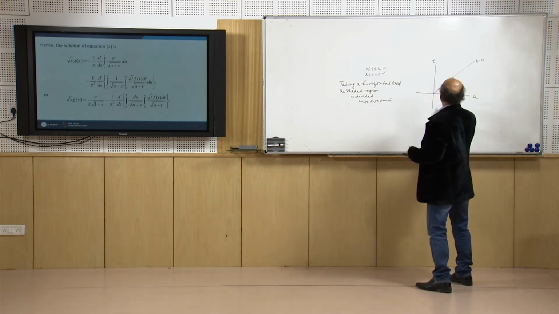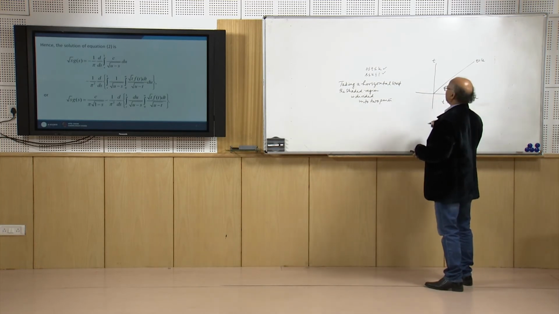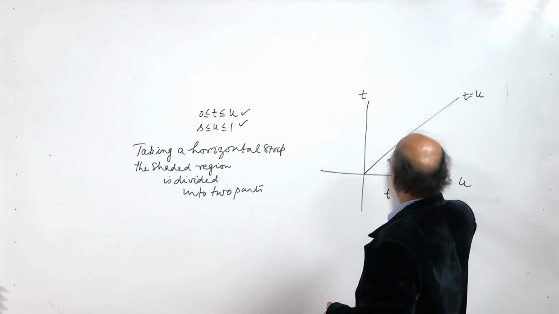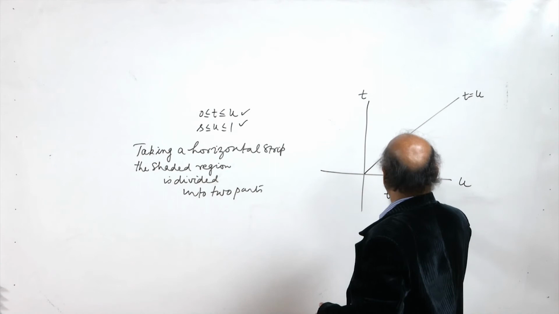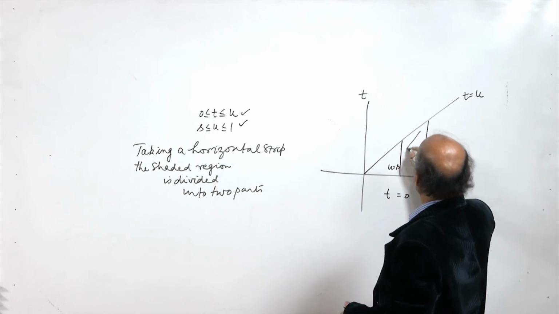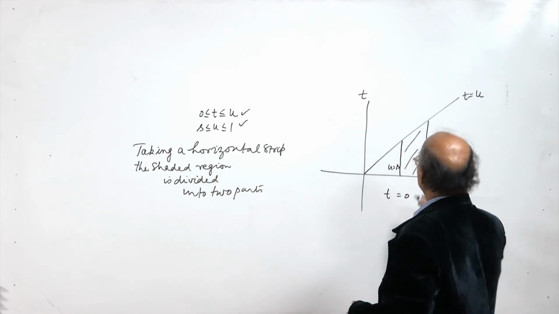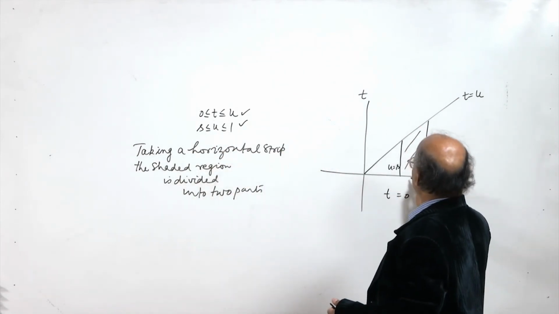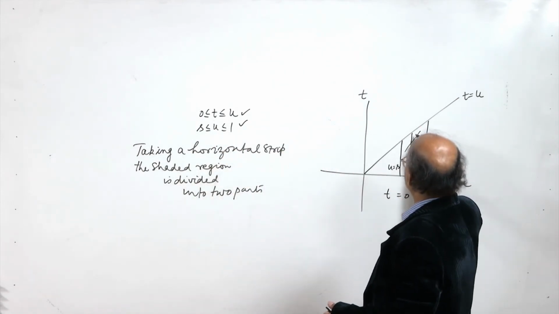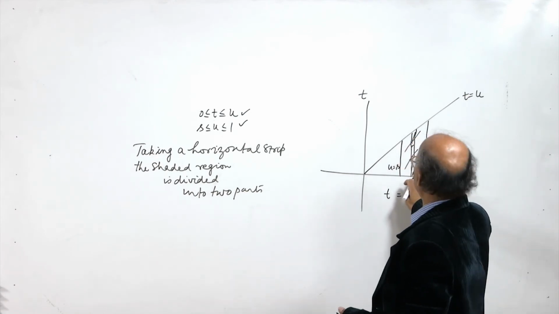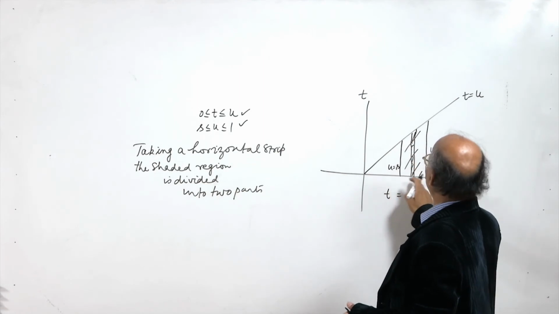Now t varies from 0, so t is 0 on the horizontal axis, t varies from 0 to u, and u varies from s to 1. So let us say this is the u equal to s line and this is u equal to 1. So this is the region over which we are integrating. In these limits of integration we are taking a vertical strip, because for the vertical strip t varies from 0 to u and u varies from s to 1.